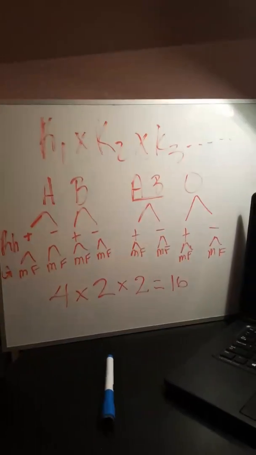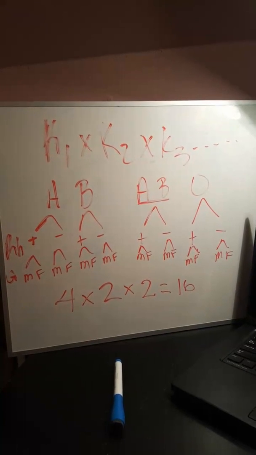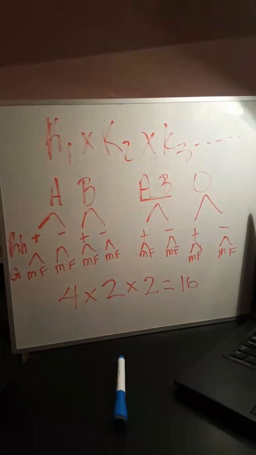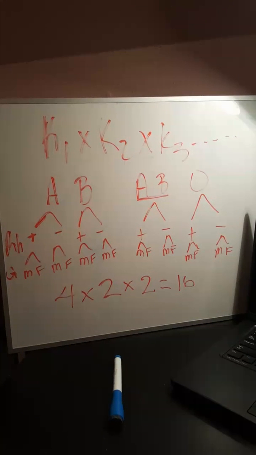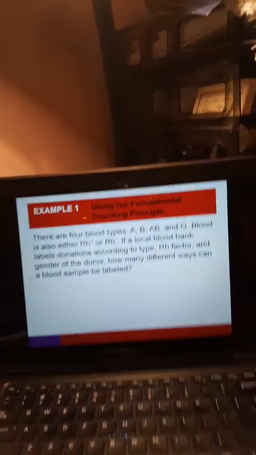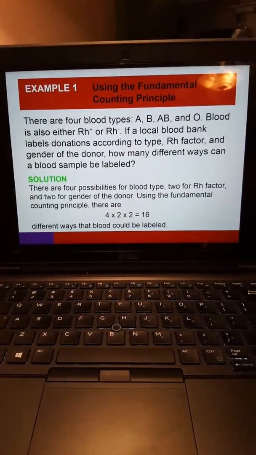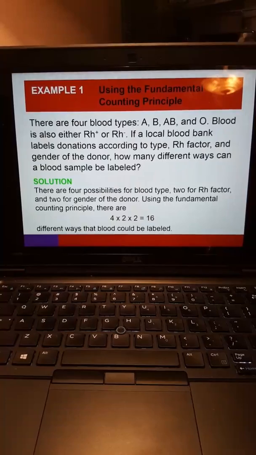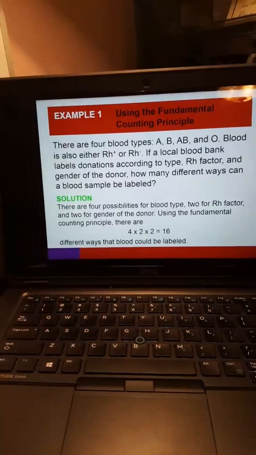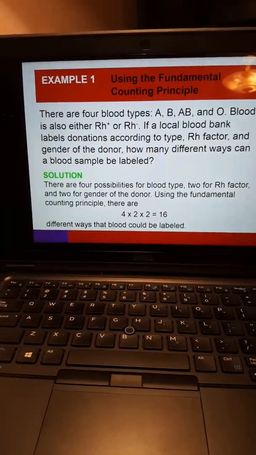Now when we work with the fundamental counting principle, we are basically going to take the numbers for each category and multiply them. But I am showing you here that if it's something as simple as this, you can write it out in order to see if it's correct or incorrect. When you go to the slideshow on Blackboard, you should see that they only give you the 4 possibilities for the blood type, the 2 for the Rh factor, and the 2 for the gender. So 4 times 2 times 2 is 16.